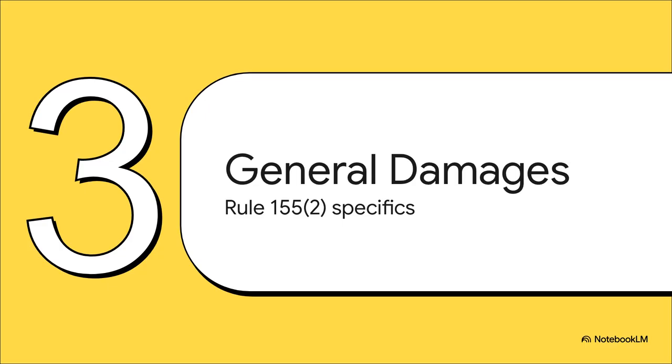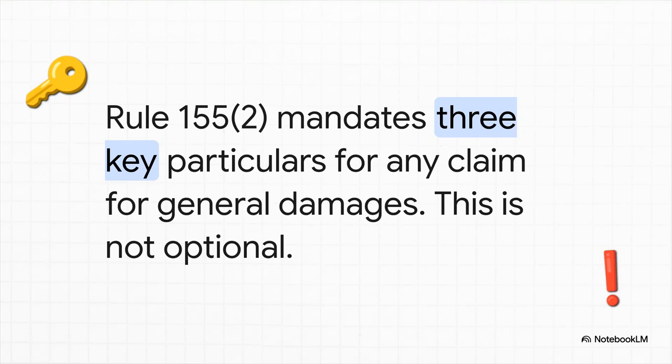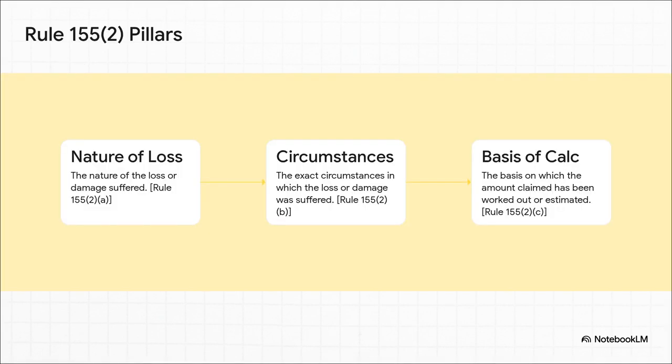Now, let's talk about a really common tripwire for junior practitioners, particularizing general damages. This brings us to the nitty-gritty details of Rule 155, Subrule 2. Okay, and let's be super clear on this. This subrule is not optional, it's not a suggestion. It sets out 3 mandatory key components that you have to include in your pleading anytime you're claiming general damages. Let's break them down. You need to burn these into your brain.